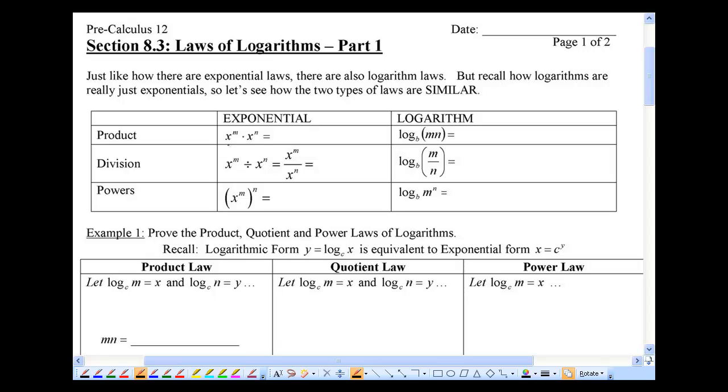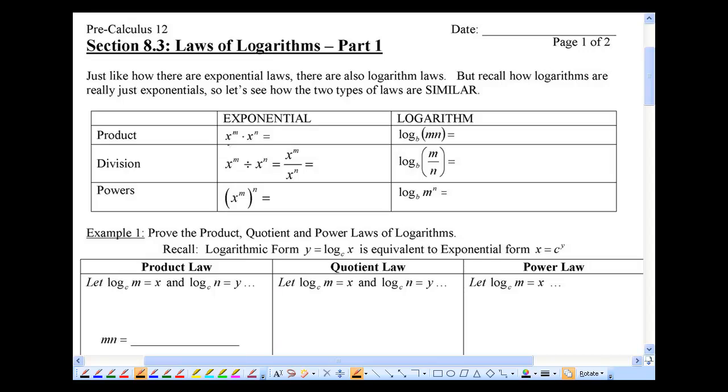So, just like how there are exponential laws, there are also logarithm laws. But once again, recall how logarithms are really just exponents or exponentials. So these two types of laws should be similar. Hopefully you can kind of see the similarity. And then in example number 1, I'm going to show you or prove to you why the log rules are the log rules. So, let's go back and do the exponentials first, because I know you have a good memory.